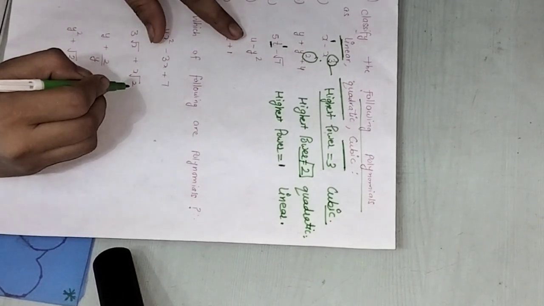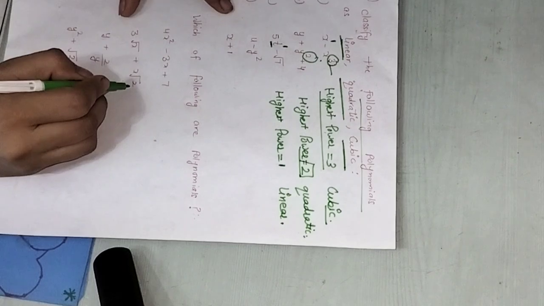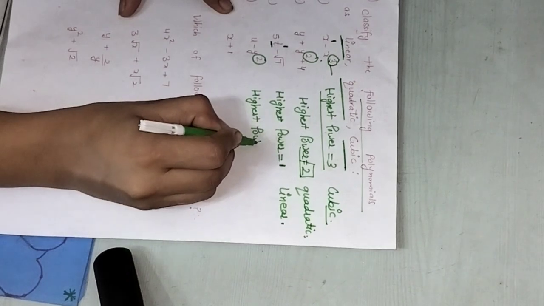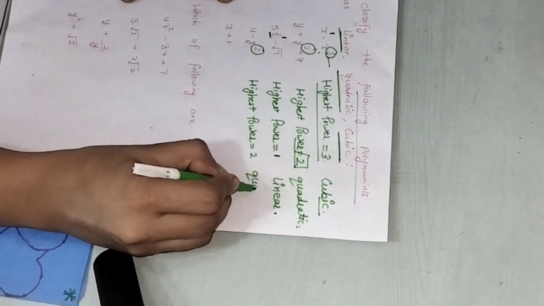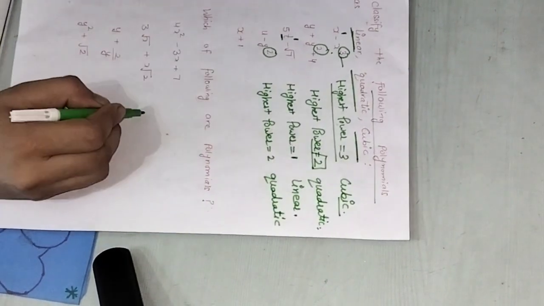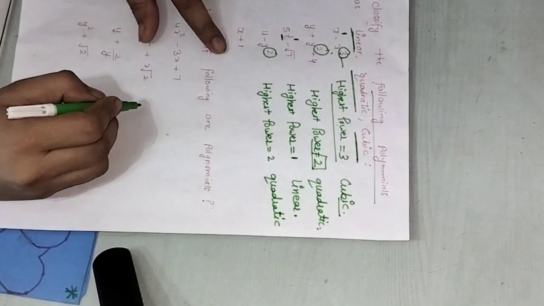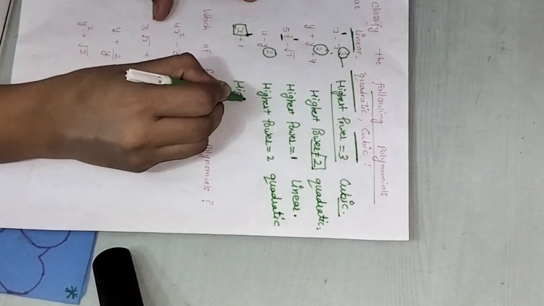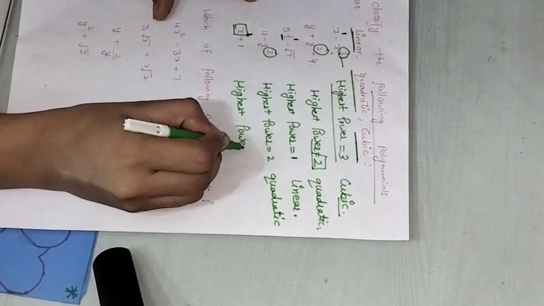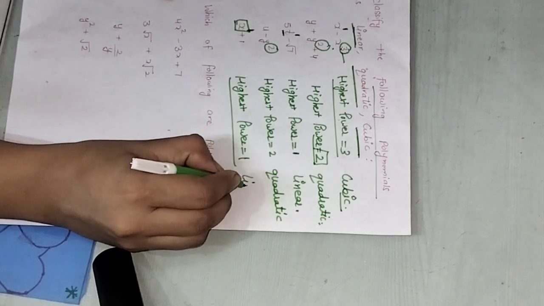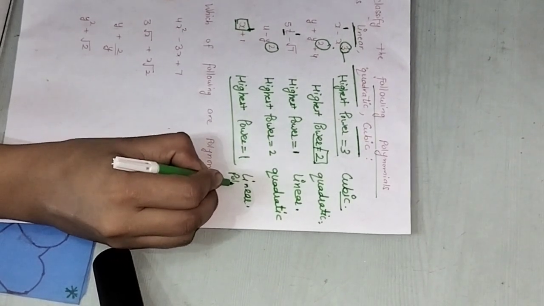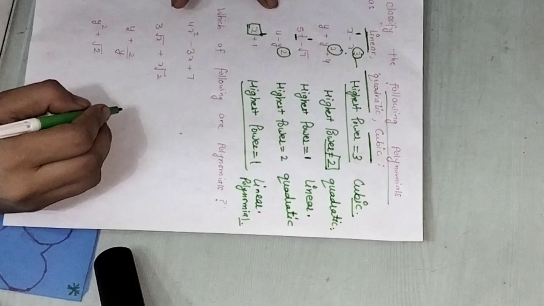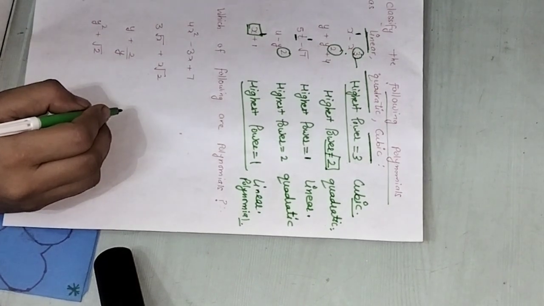Part D, the statement is 4 minus y square. Here the highest power is 2. Again it is a quadratic polynomial. The last part, the statement is x plus 1. Here the power of variable x is 1, so it is a linear polynomial. So in this question we discussed which are linear, which are quadratic and which are cubic polynomials.